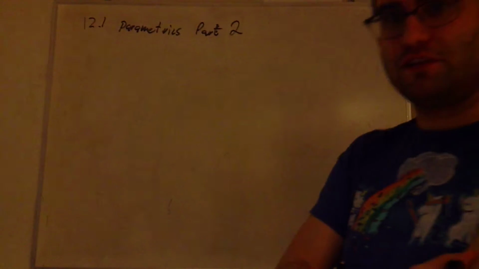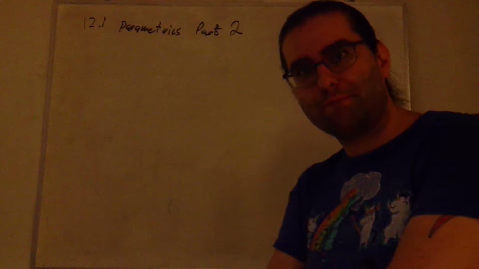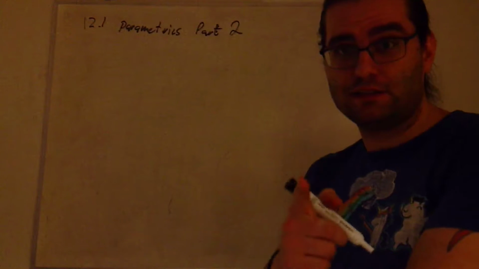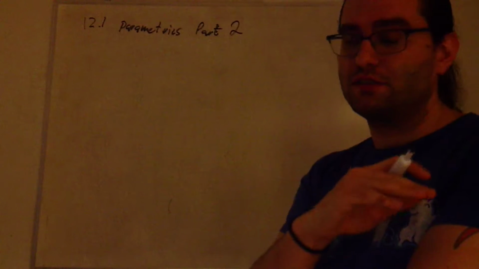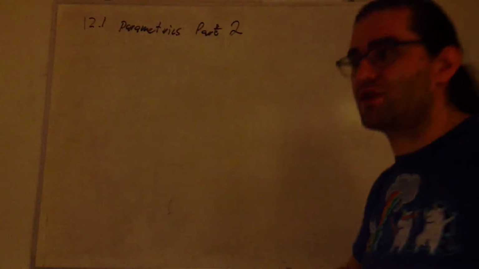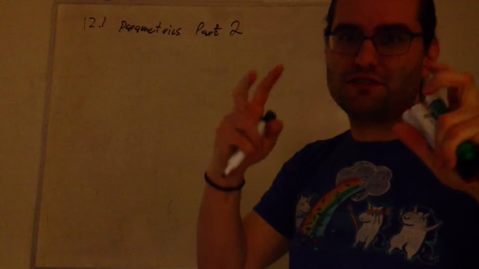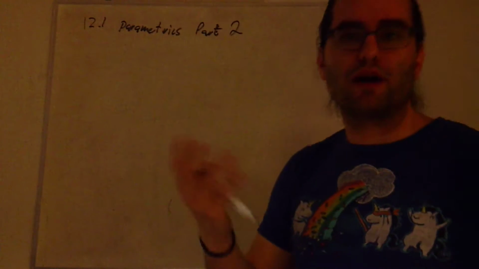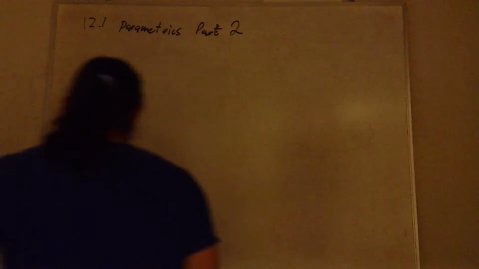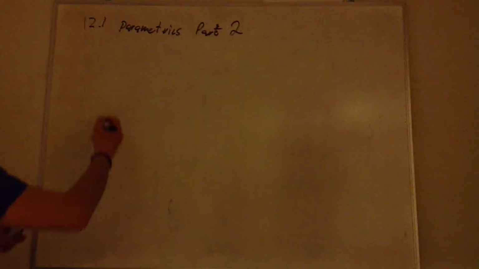Implicit is definitely a word that I made up. If you look it up, it's probably not in any dictionaries yet. When I'm rich and famous, it'll be everywhere. For now, it's just a word I made up to describe regular functions, like x equals some function of y, or y equals some function of x, without the t's involved. So let's just get started on an example.